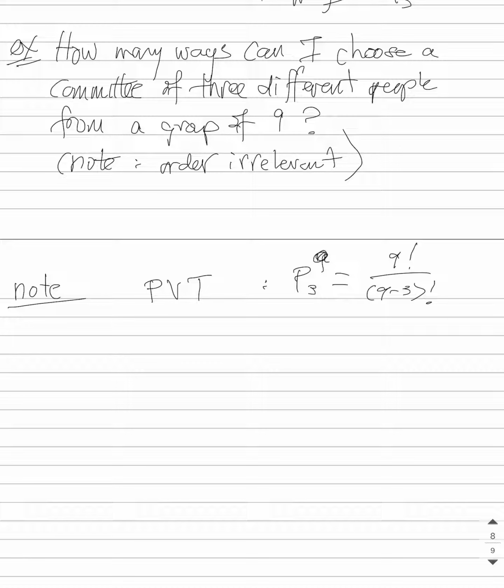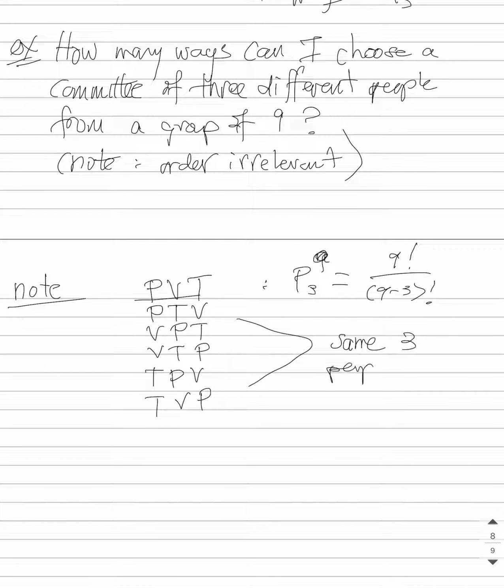But when you have a committee of 3, it doesn't really matter. Now, it would have been different had you chosen things in a different way, right? So for example, I could have written PTV. That is a different group because the treasurer and the vice president are different people. I could have chosen VPT. I could have chosen VTP. Or I could have chosen TPV or TVP. So the same 3 people can make 6 different orders.